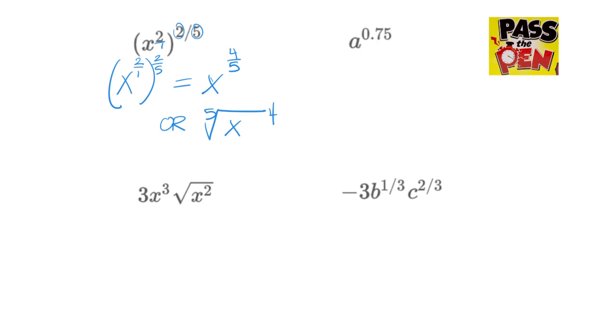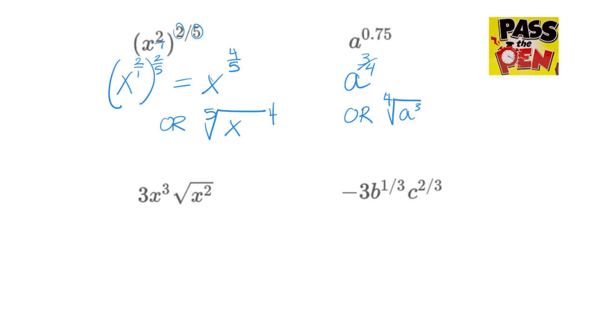Next one, a to the 0.75. I did not talk anything at all about decimal exponents. But I know that you know that a 0.75 is really a 3/4. A to the 3/4, if I wanted it to be written as a radical, then that would be a fourth root of a to the third.